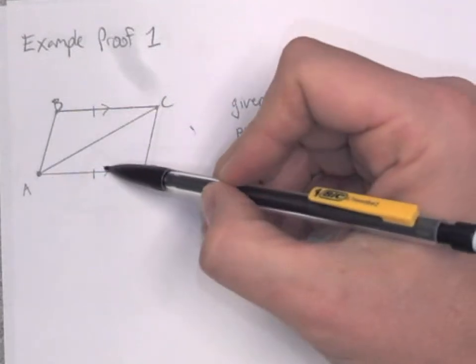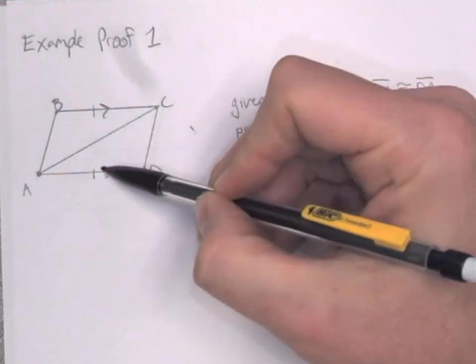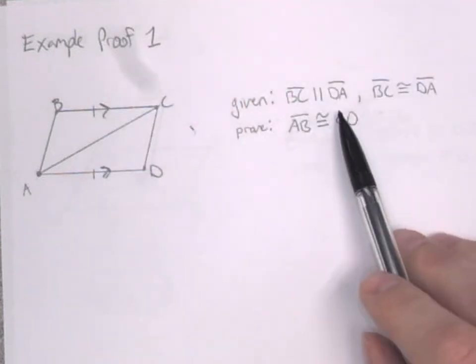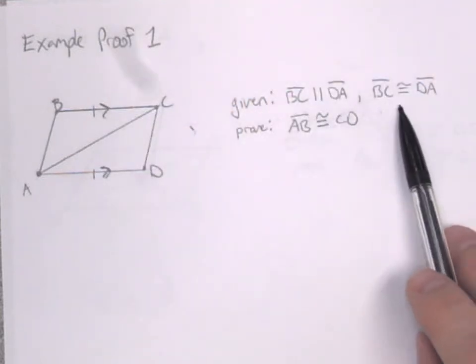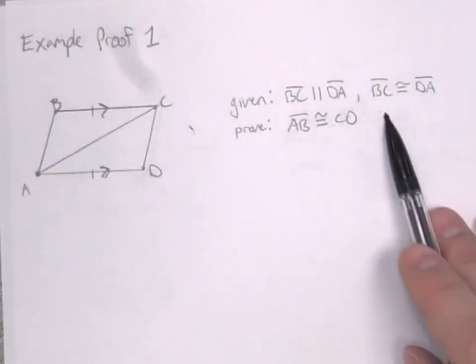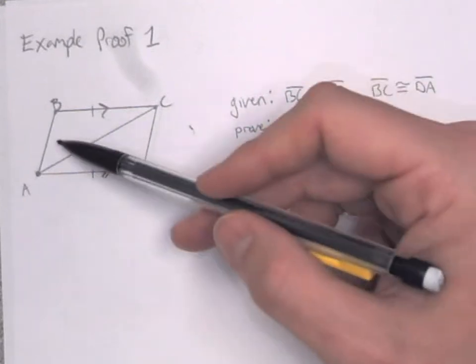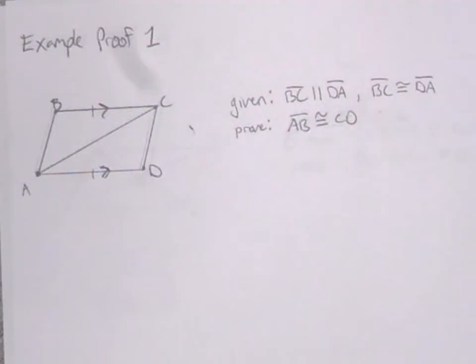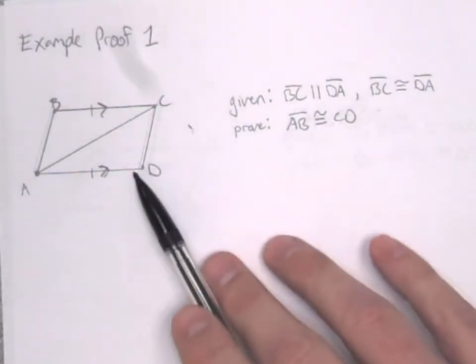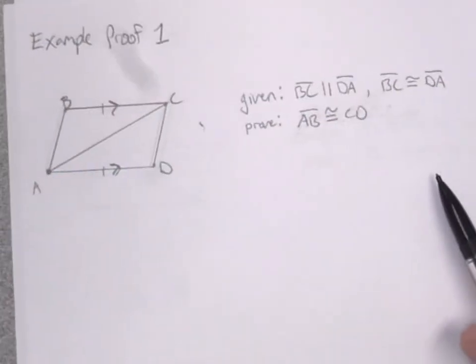The arrow marking on the figure indicates that they're parallel. Also, we're going to have them congruent; the tick mark indicates that they're congruent as well. And what we're going to try to show is that AB is congruent to CD. That's where we're going.